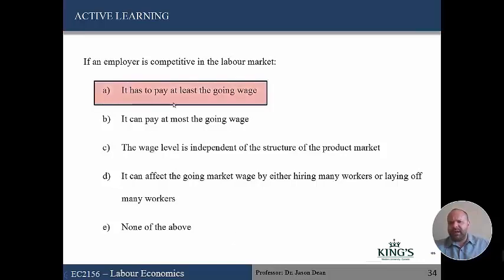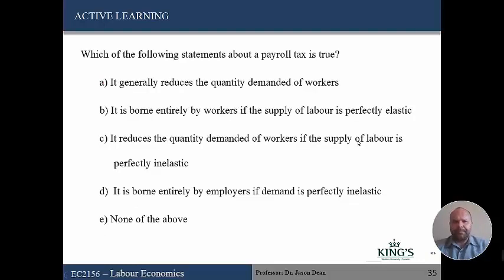So the answer is A. It has to pay at least the going wage. This is the best answer. We know that if they don't pay at least the going wage rate, they won't be able to hire any worker, given the assumptions about a competitive labor market.